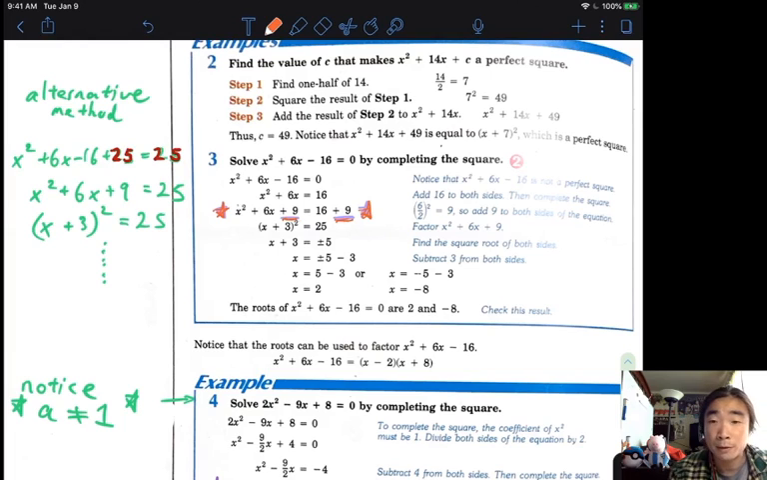Notice it has to happen on both sides, because if you just added it on one side, like so, that would have changed your original equation. You'd be solving a totally different quadratic. By adding it to both sides, the equality is maintained. This is the same equation as this one.